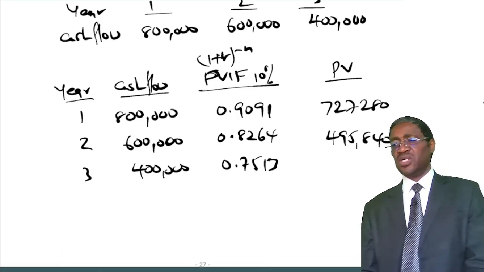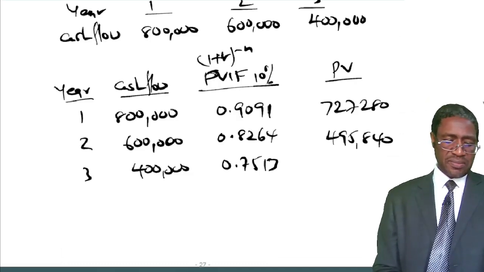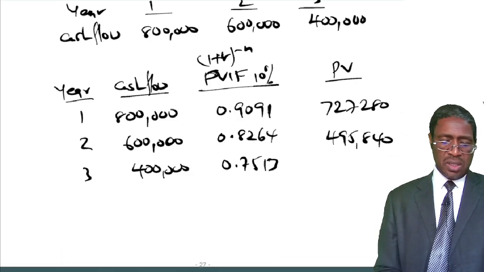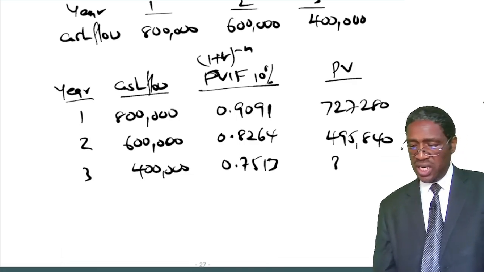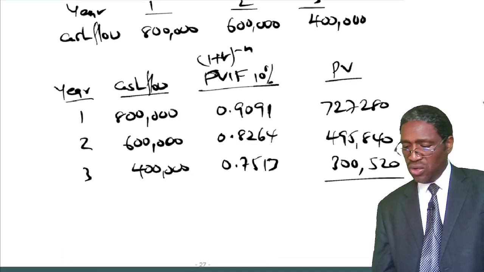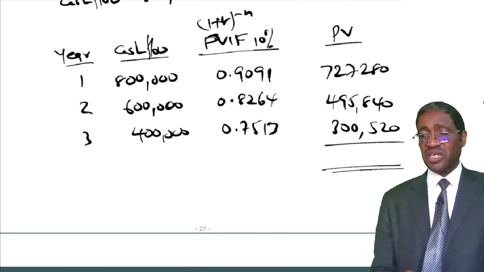840. Then finally, I take the 400. I multiply that by 75, 13. This looks like 300,520. When I add all this, what does it give me as the present value?